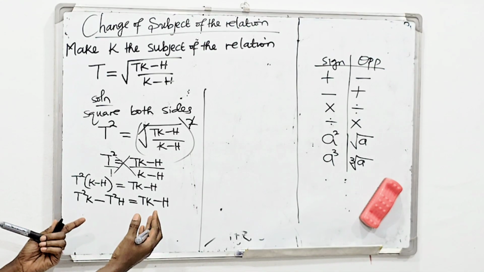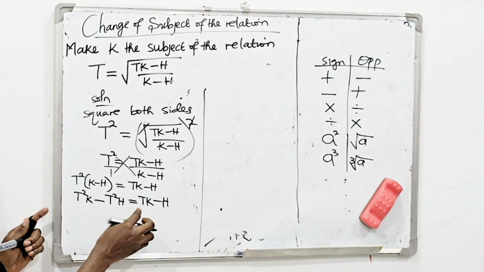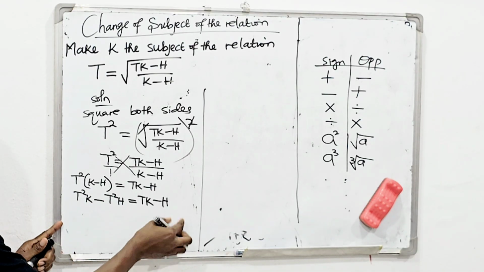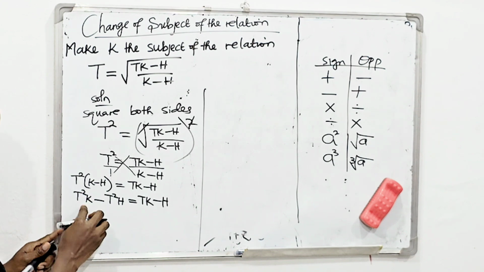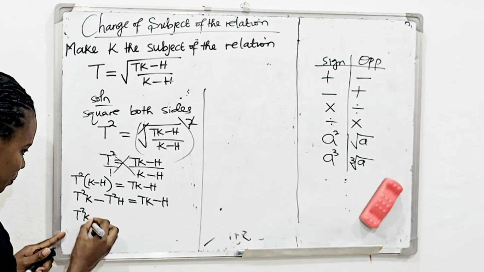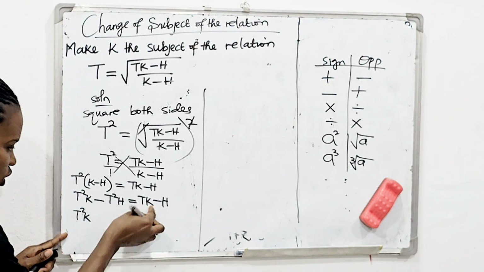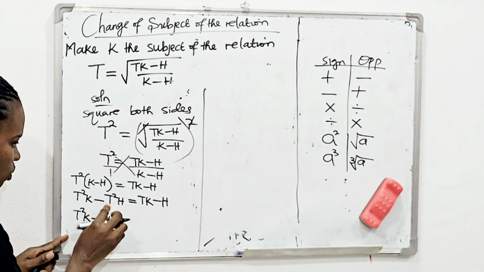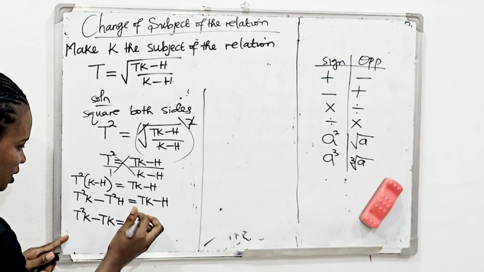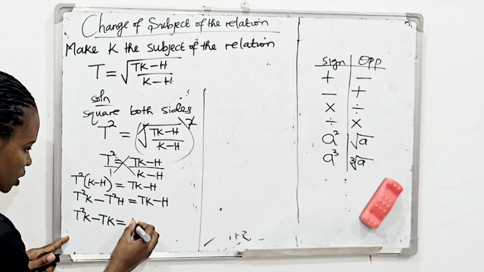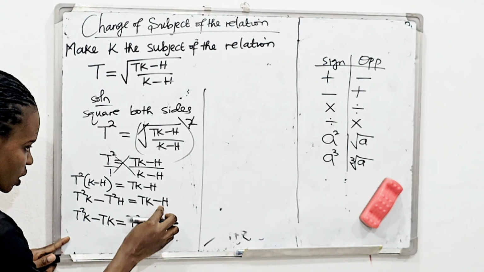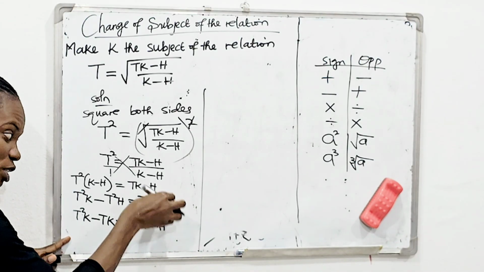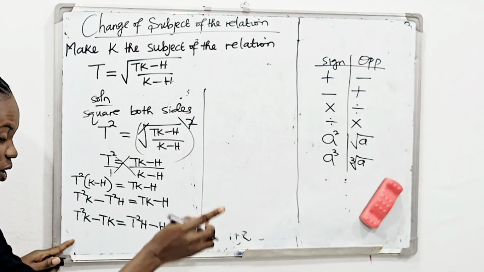So let all the things that have k come together. So this guy here, I'm going to push it to this side and carry this one, take it to that side, so that all the k's will be on one side. So I have t squared k. This is a positive term. If it crosses, it's going to be negative. So minus tk is equal to this guy. If it moves to that side, it will become positive. Okay, so I'll have t squared h. Then this is there, minus h, because it remains minus because it's still there. It did not change, it did not move anywhere.